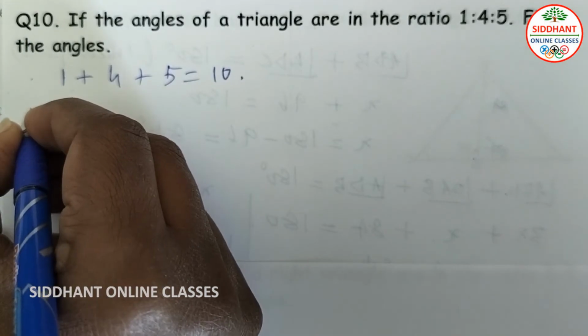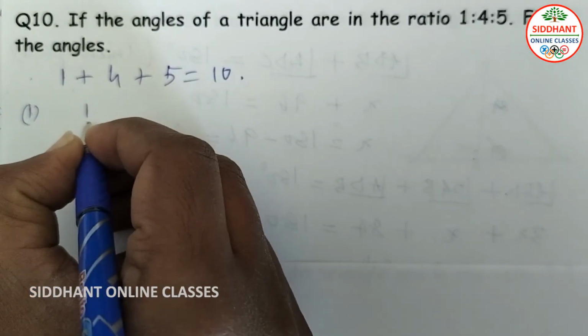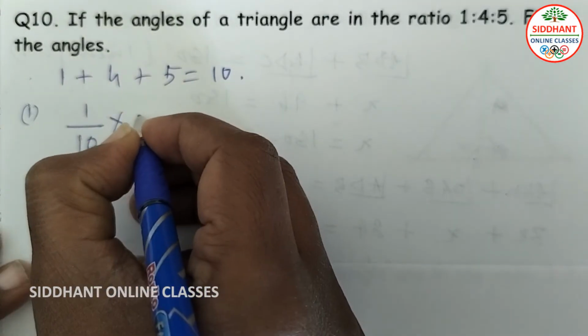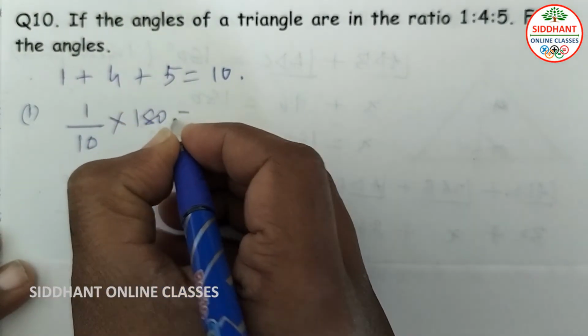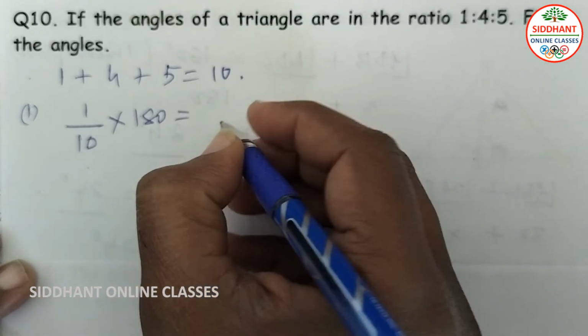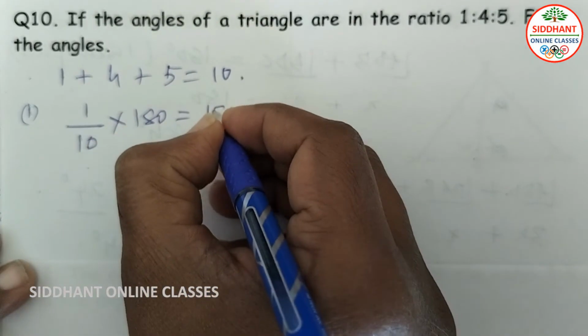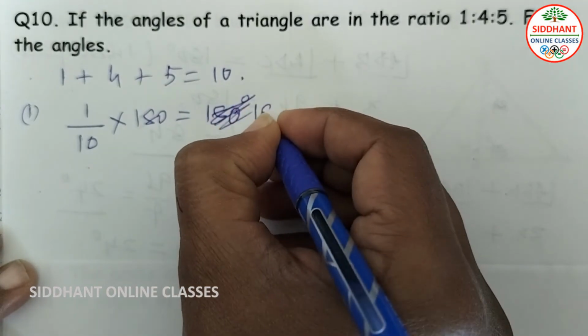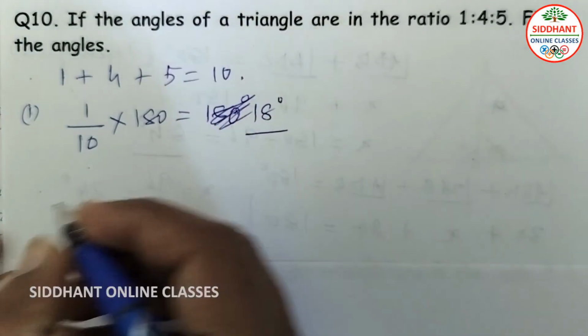So the first ratio, that is 1 part by the total, that is 10 parts, into 180 degrees here. So 1 by 10th part we are going to see in a ratio. So that will be 1 into 18, that will be 18 degrees.